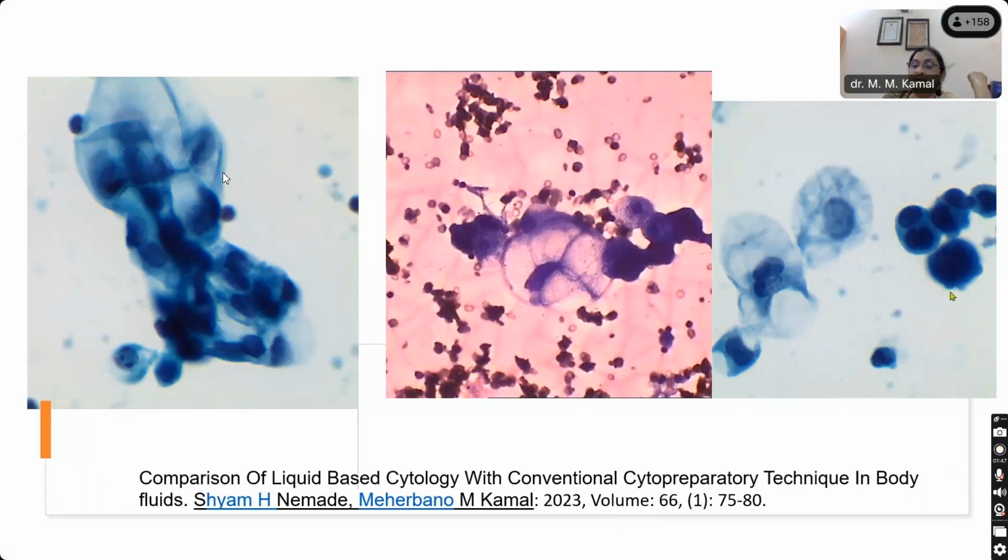These are the mesothelial cells. Mesothelial cells, dense cytoplasm, binucleation. Here you can see those blebs, but these are clear-cut malignant adenocarcinoma cells.